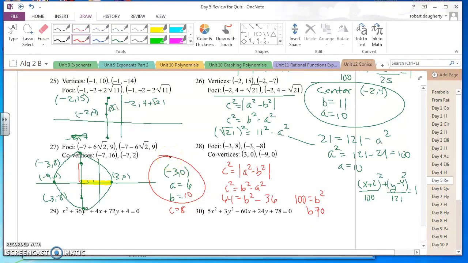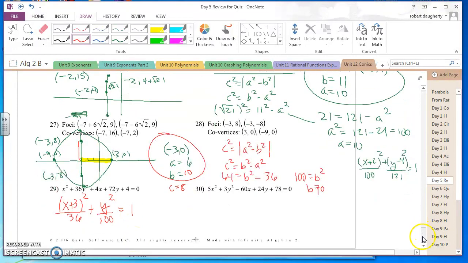So in this case, I've got the center, I have A and I have B. So the equation is (x + 3)² over A² plus y² over 100 equals 1. Again, most of the work when you have the foci is using the focal length C. Let me see if I can create a little bit more space here to work one more at the end.